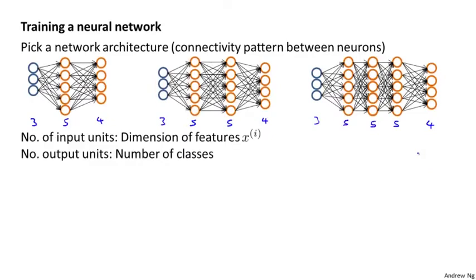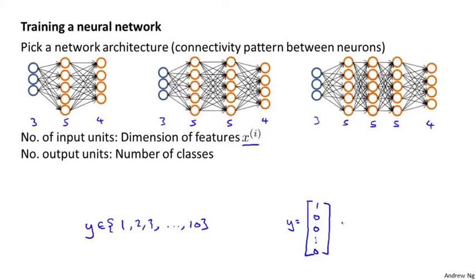Well, first, the number of input units, well, that's pretty well defined. Once you've decided on a fixed set of features x, the number of input units will just be the dimension of your features x(i). And if you're doing multi-class classification, the number of output units will be determined by the number of classes in your classification problem. And just a reminder, if you have a multi-class classification where y takes on, say, values between 1 and 10, so that you have 10 possible classes, then remember to rewrite your outputs y as these sorts of vectors, right? So instead of class 1, you recode it as a vector like that.